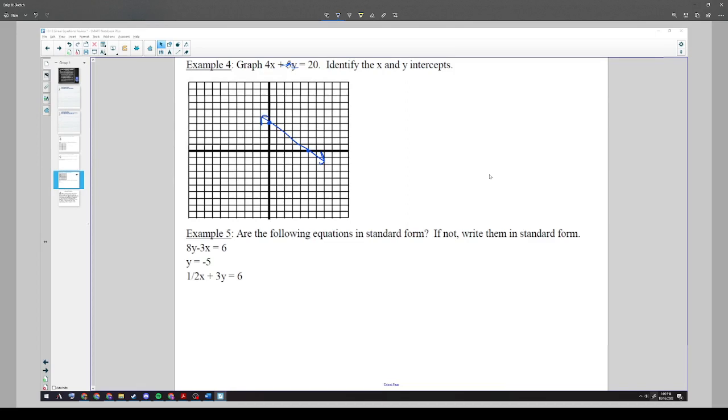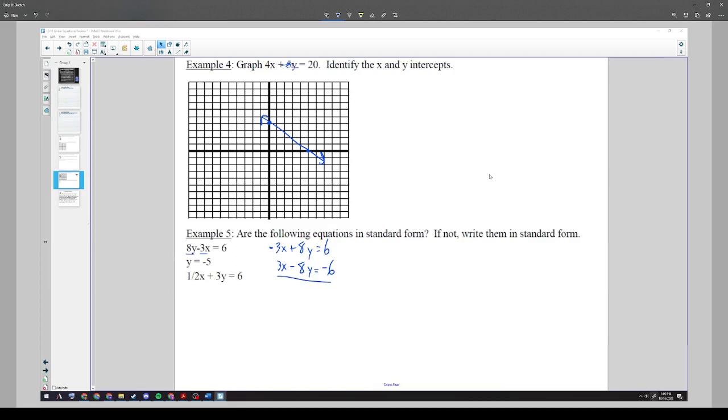8y minus 3x equals 6. Well, we have the x and y together, but the x's aren't in front, so that would be negative 3x plus 8y equals 6. Now, all three, a, b, and c, are integers. That's good, but a is negative, which we can't have. So we'll do one more step to switch the signs and say 3x minus 8y equals negative 6, and that would be our answer for the first.